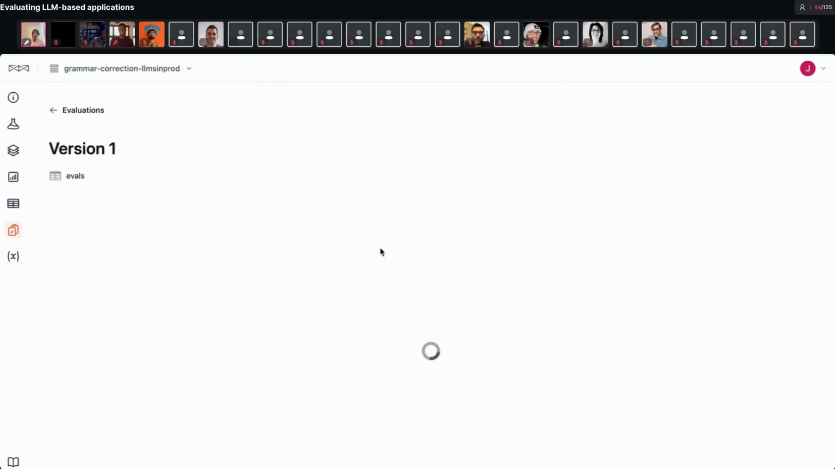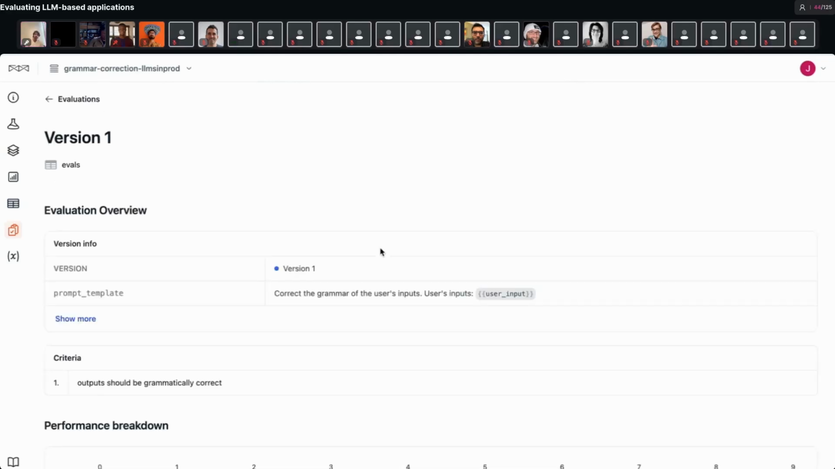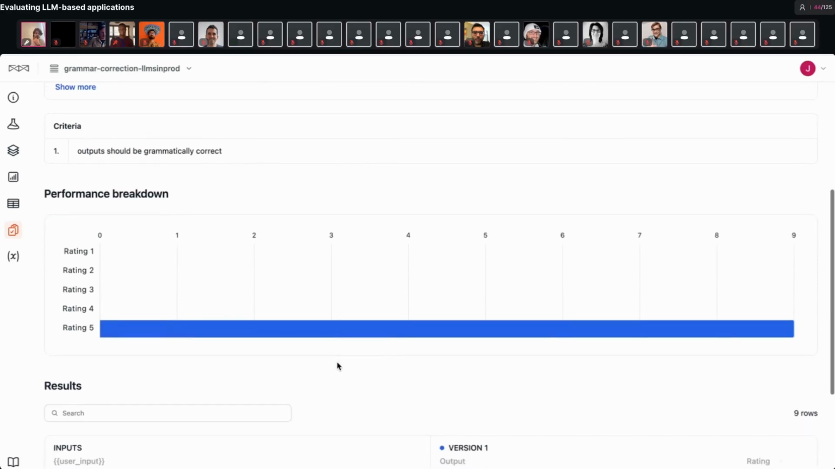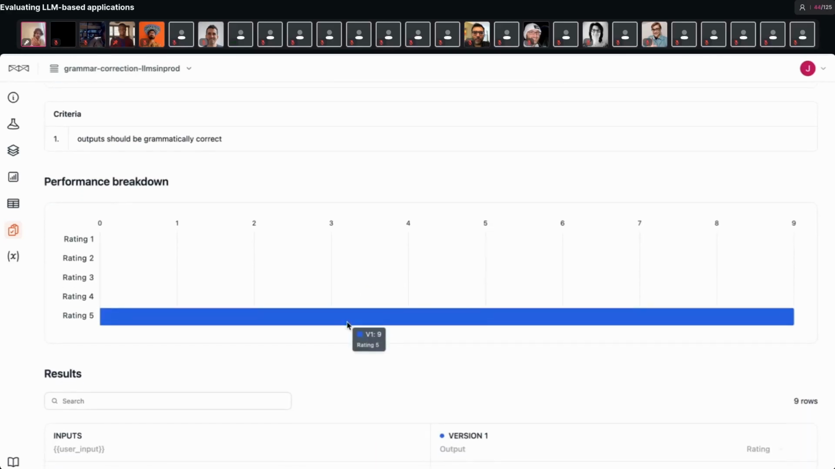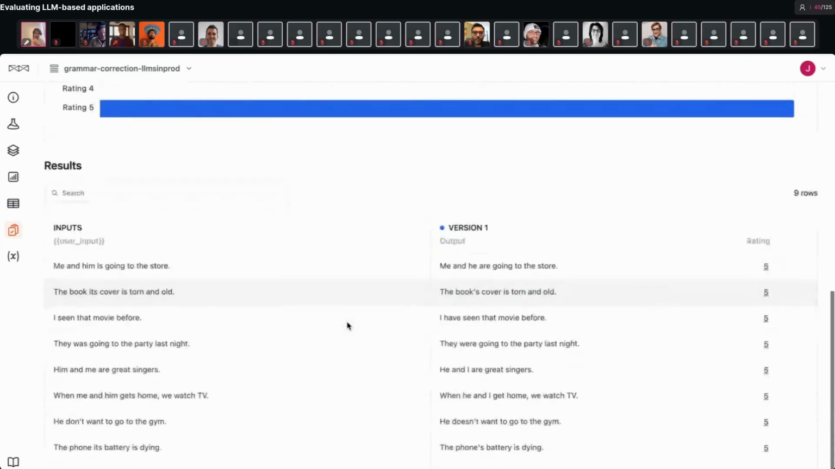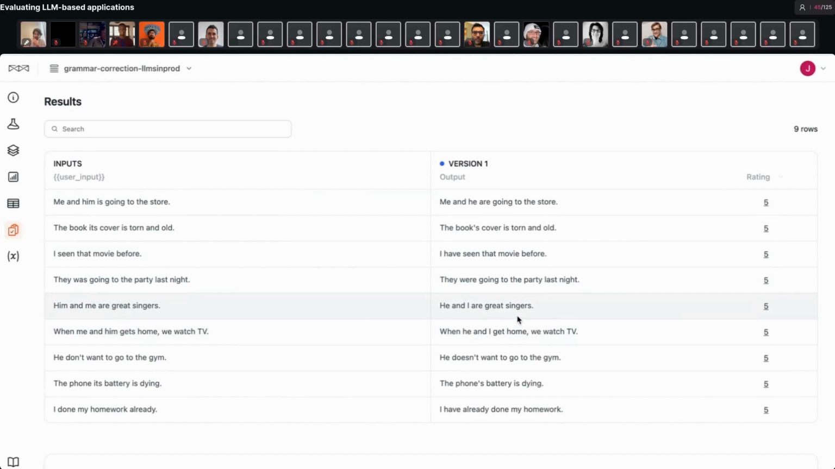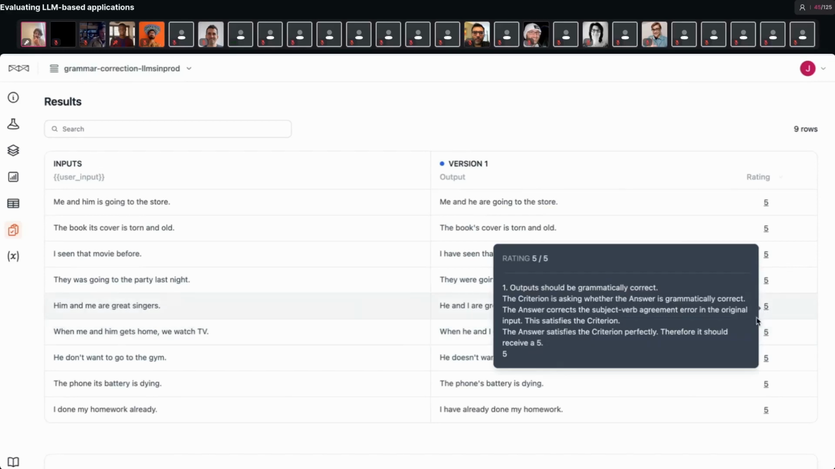What's going on behind the scenes is we're generating the outputs for that prompt template that I wrote for each of the inputs, and then we're evaluating them using the prompt that we wrote as a criteria. What we see here is maybe not too surprising. The model's doing really well on these examples because these are simple examples, simple prompts, and it's getting 5 out of 5 on all of them. If we want to understand why the model thinks this is a good grammar correction, we can look at its chain of thought as well, so we can see the reasoning that the model applied to give this score.